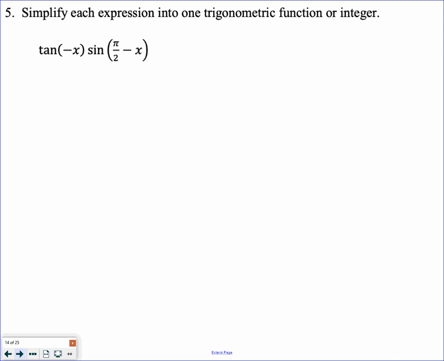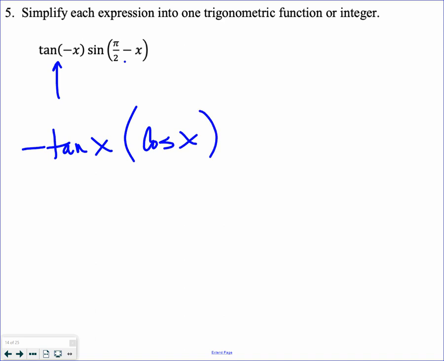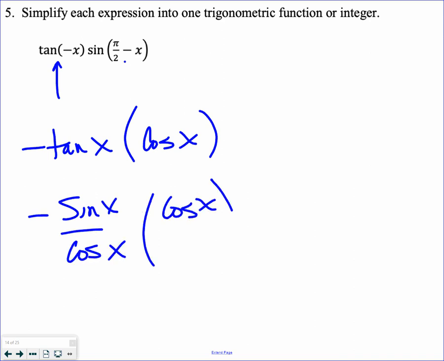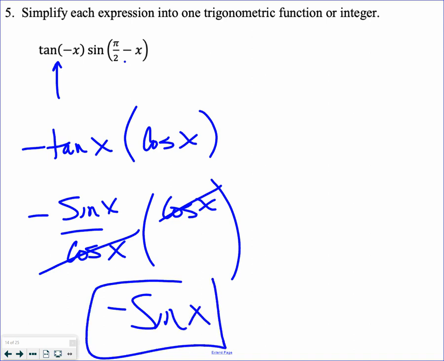You're going to need to go back. You're going to have these identities sitting in front of you. This is a negative tangent. This is a sine. Sine shifted 90 degrees is cosine. I'm still not down to one trig function, but tangent is sine over cosine times cosine. So now these two cancel, leaving me with negative sine x.